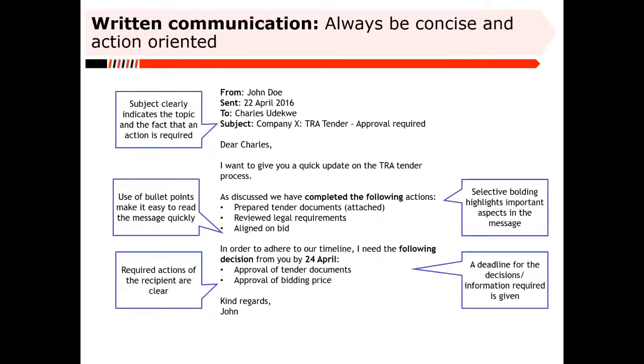Now, this is basically what a written communication would ideally look like. Try to be concise and action-oriented. Make sure that the subject clearly indicates the topic and the fact that an action is required. For example, this is relating to company X, it's a tender process and an approval is required. The beauty of this subject line is that since it's coming from John Doe, the moment I see this email, I understand it's high priority because an approval is required.